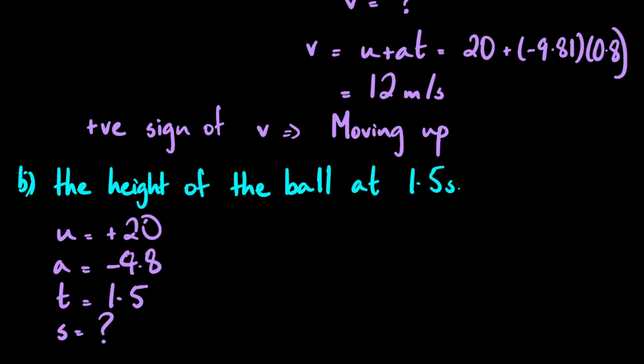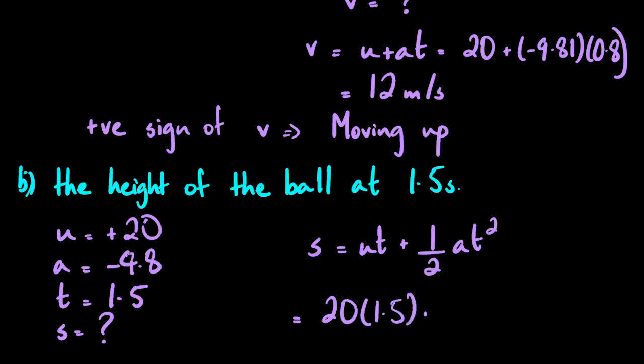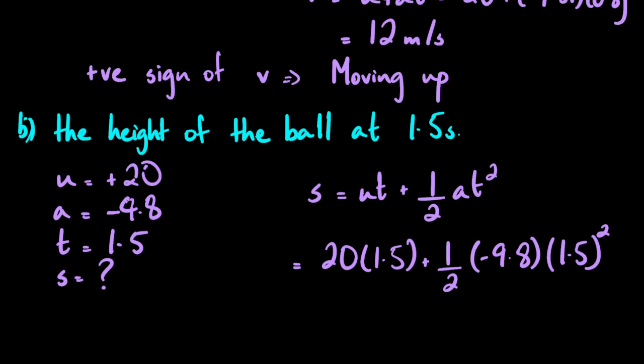So which equation of motion are we going to use this time? We are going to use s equals ut plus half at squared, because that's the only equation of motion which involves these variables. So u is 20 times 1.5 plus half times negative 9.8, and the time is 1.5 squared. Using this, the answer for displacement you'll get is 18.96, so 19 meters, correct to 2 SF.